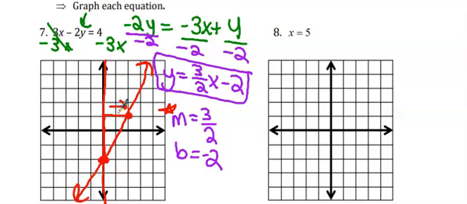You can keep on going and go up 3, 1, 2, 3, and over 2. And then it could get a little bit cleaner in there. There we go. And then we have our line.